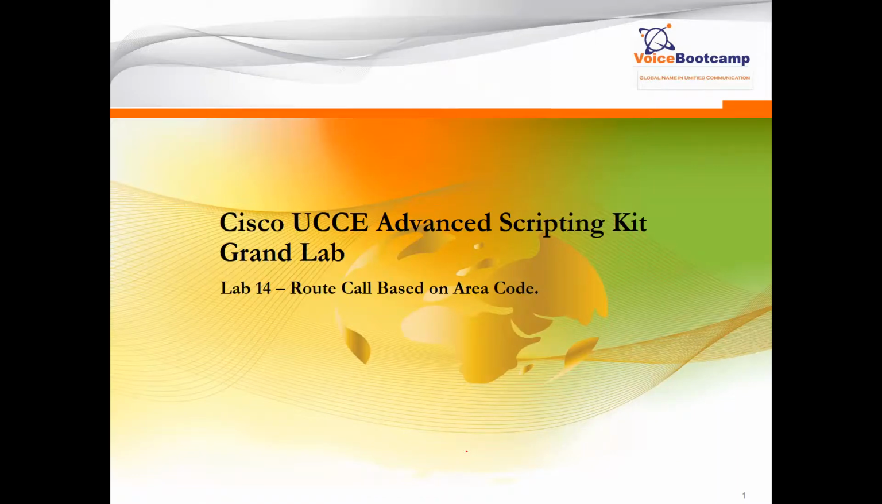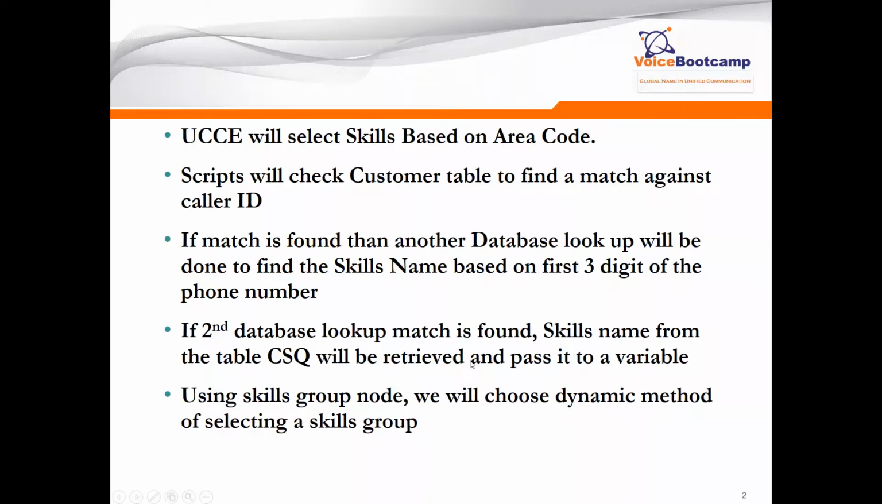So if the caller ID of the person from the database was from New York, it will select a New York skills group. So the requirement for this particular lab is that we will select skills based on the area code. The script will first check the customer to see if it is an existing customer. And if it is an existing customer, it is going to find the phone number of the customer, which is usually 10-digit or saved in the database.